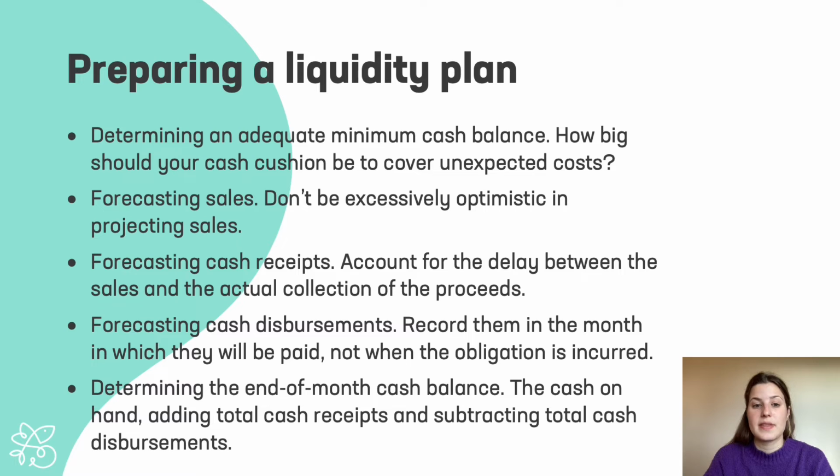Account for the delay between the sales and the actual collection of the proceeds, since that could be quite big. Forecast cash disbursements. You should record them in the month in which they will be paid, not when the obligation is incurred. And finally, determine the end of month cash balance. This means the cash on hand plus the total cash receipts, subtracting total cash disbursements.